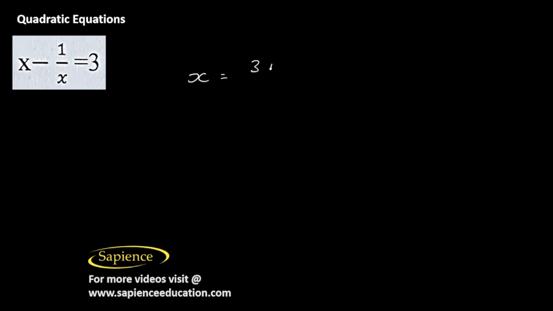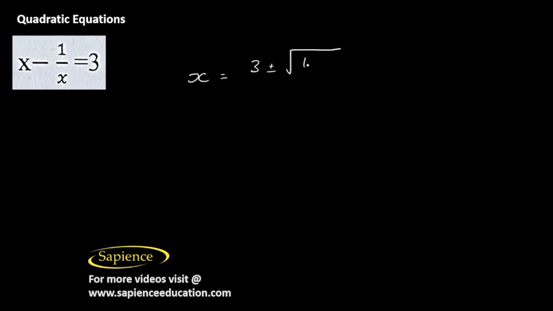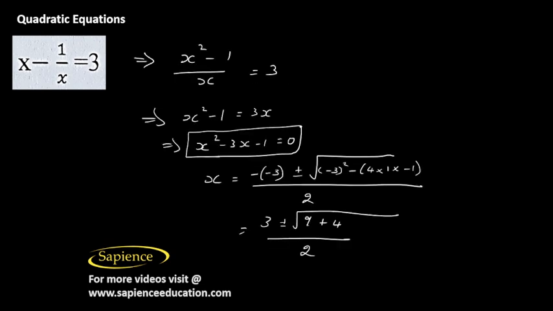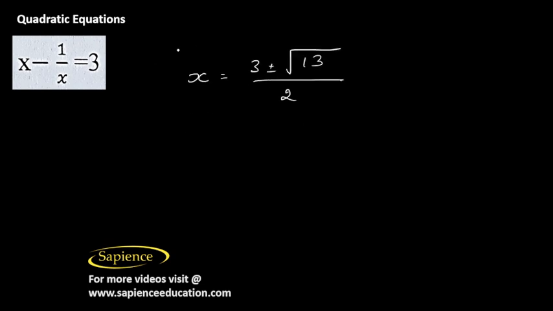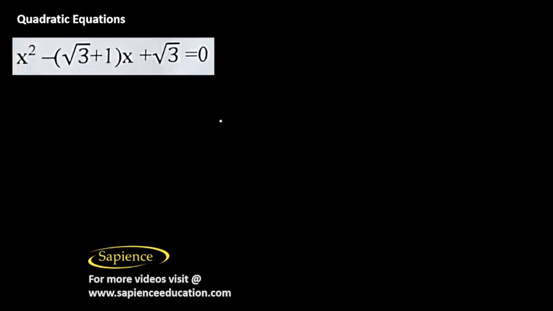3 plus or minus square root of 9 plus 4 is 13 divided by 2. This is the answer for the second question. Now in this question, we have the equation already in the general form, which means we can apply the formula directly. X is equal to minus b.